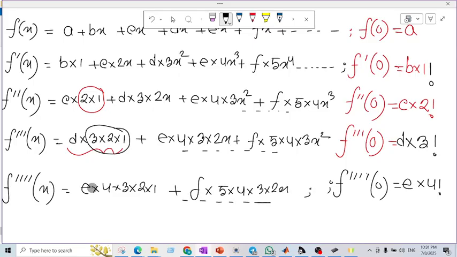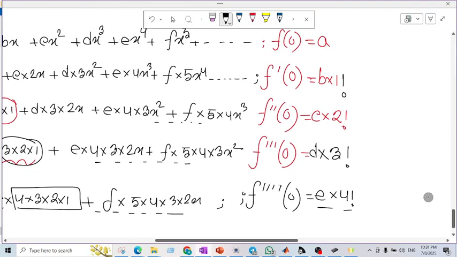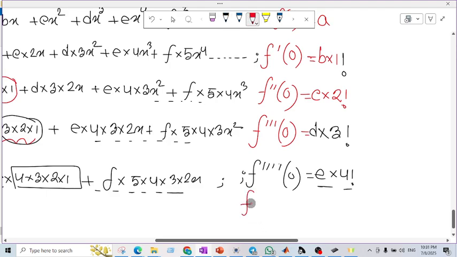Okay, now if you take again x is equal to 0, so the first term is e into 4 factorial. See, e into 4 factorial. So let's not do any further differentiation. You can easily say that this is f prime 5 is equal to f into 5 factorial, right?